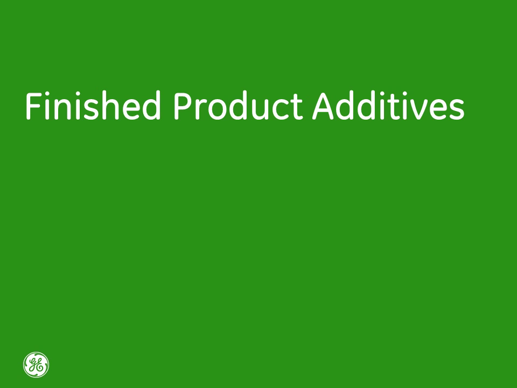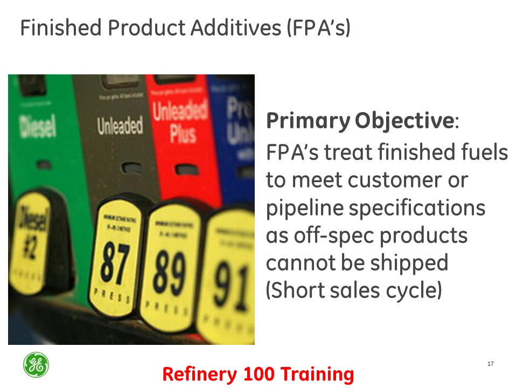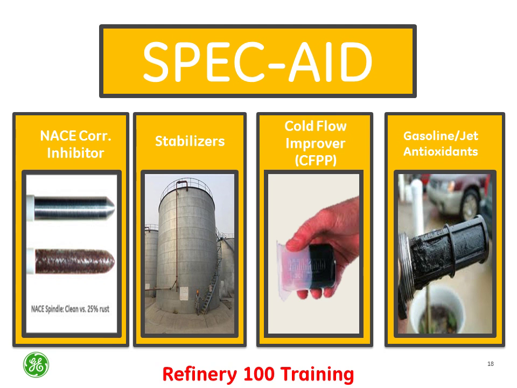Finished product additives, unlike the other additives which go into the refinery process, go into the refinery products as they leave. They must be certified for each application, and they are used to help meet pipeline or product specifications. The broad basic types are NACE corrosion inhibitors, oxidative stability improvers, stabilizers, cold flow improvers, and antioxidants.